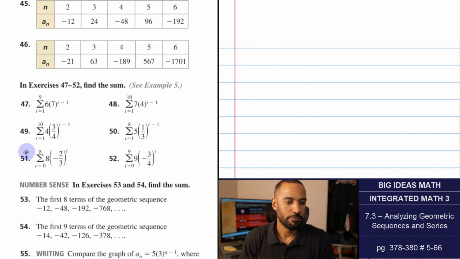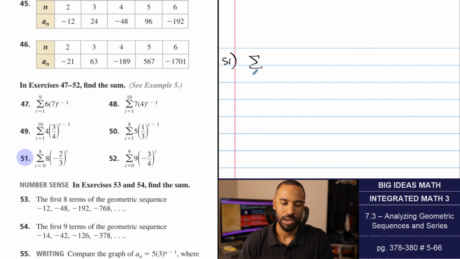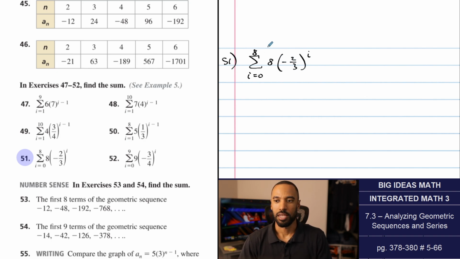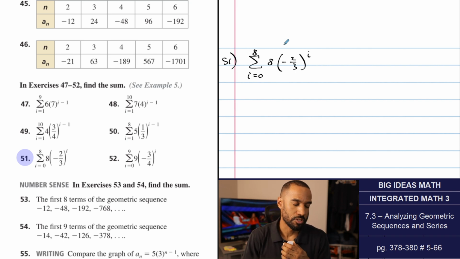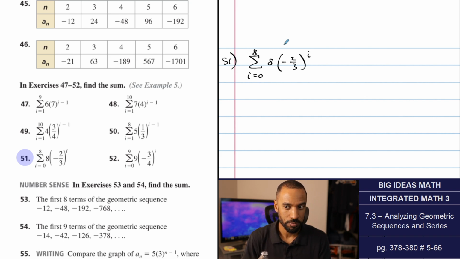Now, number 51 has something seemingly tricky to it, and I've got to think about how I want to present it to you. Here's the thing. Not everything's always about a list of numbers as a geometric sequence from the first term onward. They have an i value of 0, which means we have to respect that i equals 0 is a part of our list.